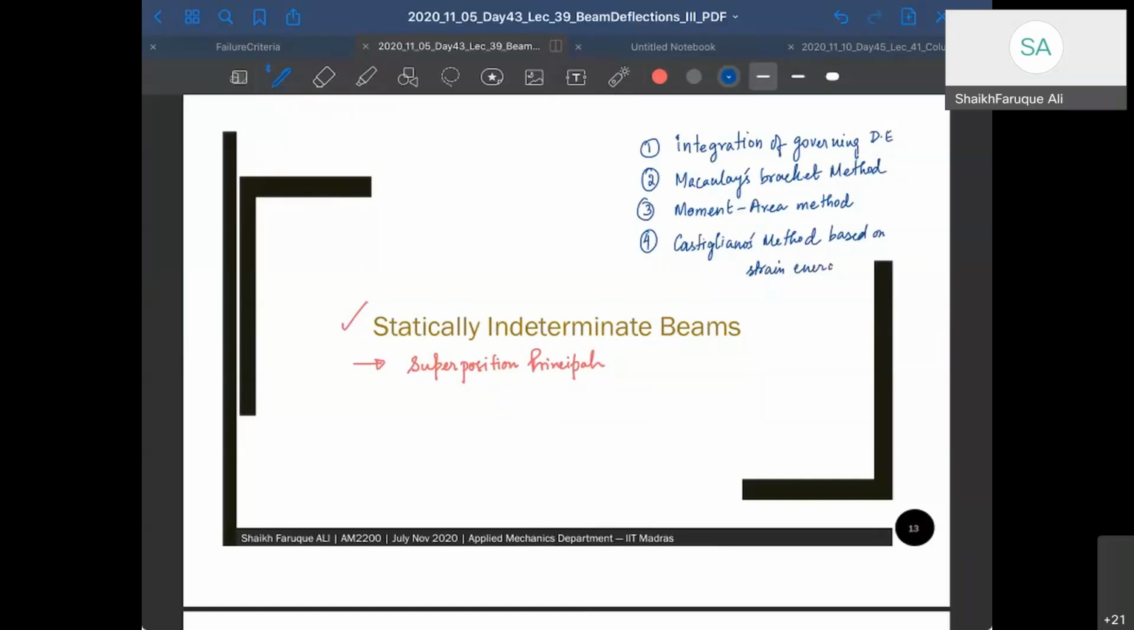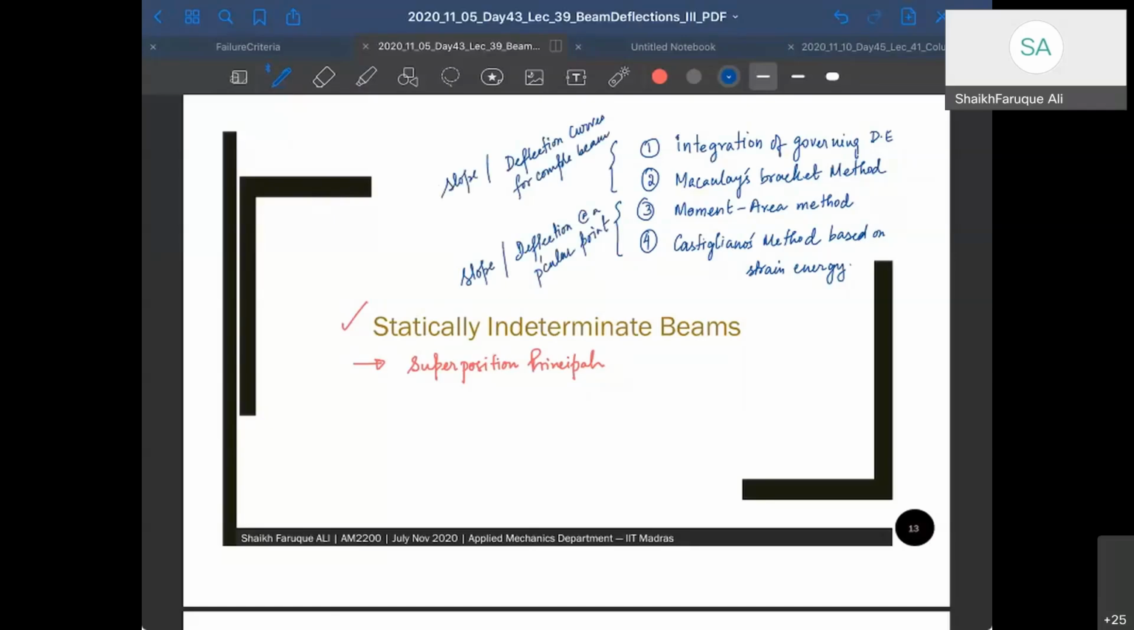These two methods are mostly suitable when you want to find deflection at a particular location. And these two methods are suitable when you want to find the deflection curve for the complete beam. And this is for deflection at a particular point. Okay, it's slope or deflection, either of them. When I say deflection, I mean both, right?